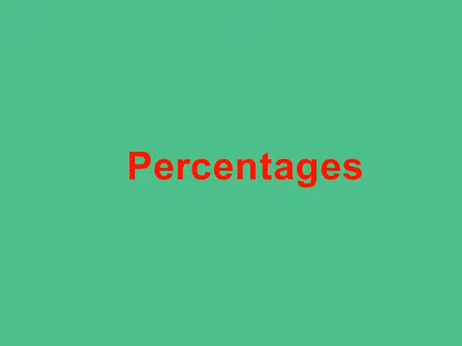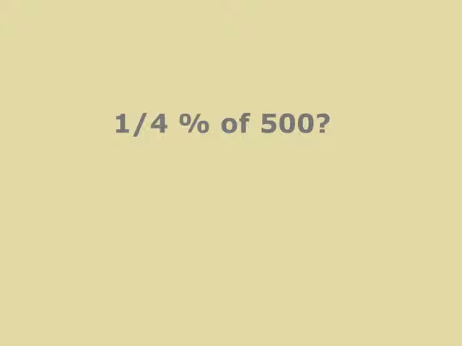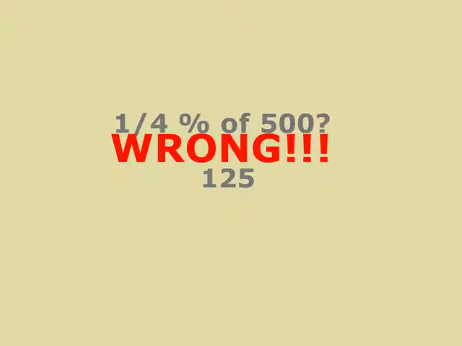Now we'll take a look at percentages. You've got to be very careful around percentages because they give you a problem like this. So they'll say, what's 1/4% of 500? Well, you just go 0.25 of 500 is 125. Nope. You misread that as 1/4, not 1/4%.